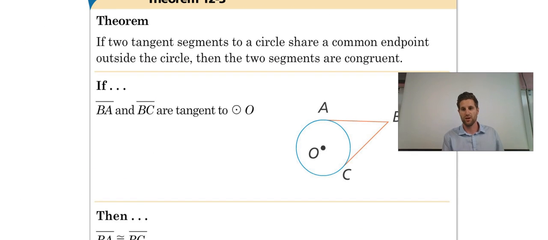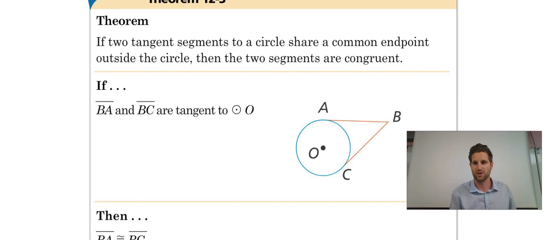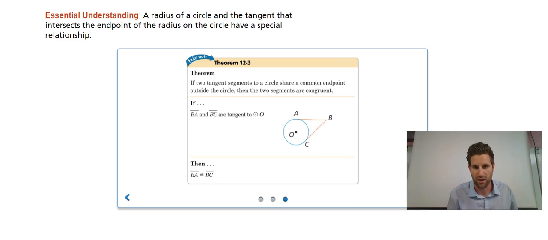All right, and then we get another one here, and it kind of squeezes off a little bit on the page. I might actually minimize this and its size. So if two tangent segments in a circle share a common endpoint, so we have B, outside of the circle, then the two segments are congruent. So BA and BC would be congruent segments.